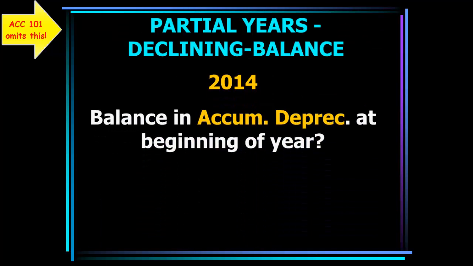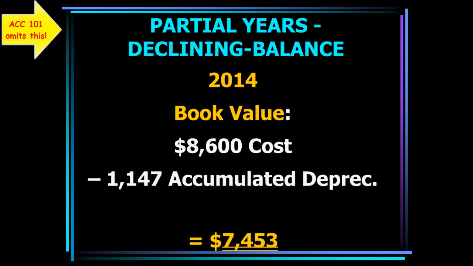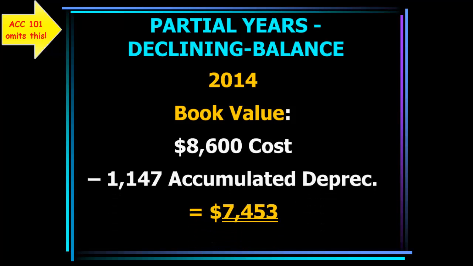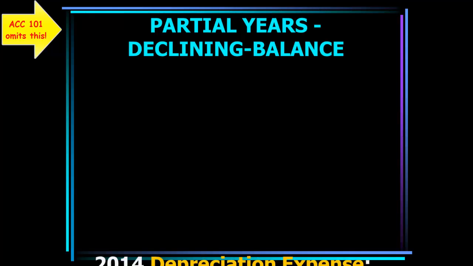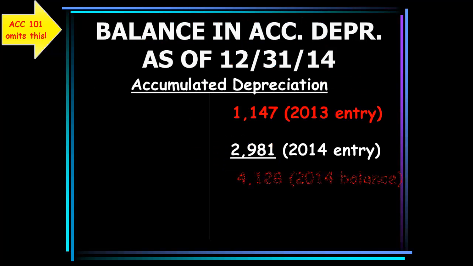How much accumulated depreciation do I have already? 1,147. Very good. What's my book value? Well, we take the cost of 8,600, subtract the 1,147, 7,453. How do I figure my expense? I take the 7,453, multiply it by 40%, and I get 2,981. My accumulated depreciation is now at 4,128.